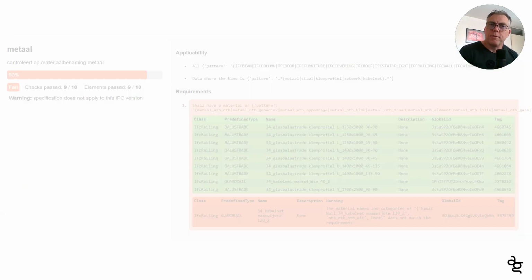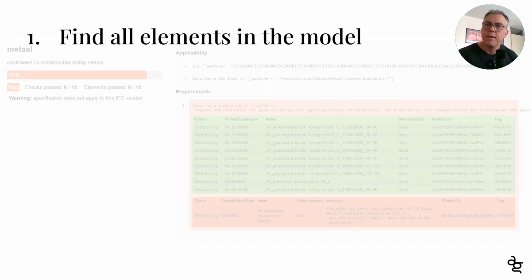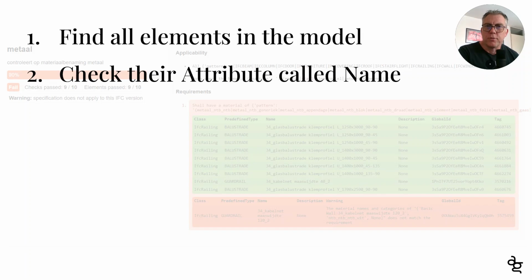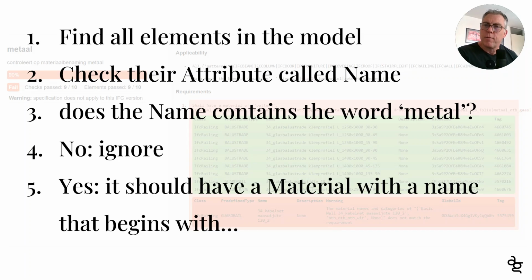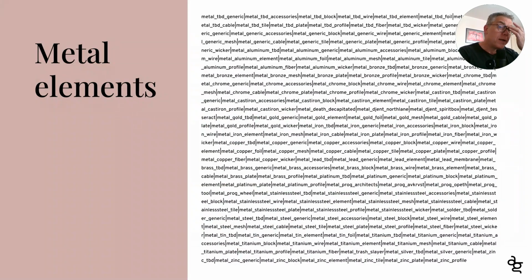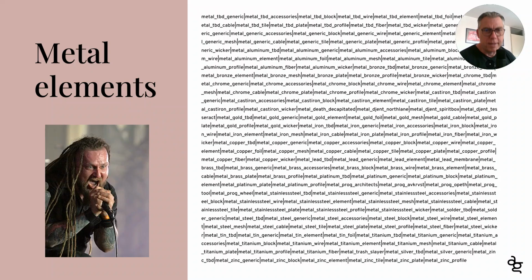Now here's how the computer will find it for you. So first, find all the elements in the model. Check their attribute called name. Now, does the name contain the word metal? No? Well, ignore this element. Yes? Well, then it should have a material with a name that begins with one of these metal bands.